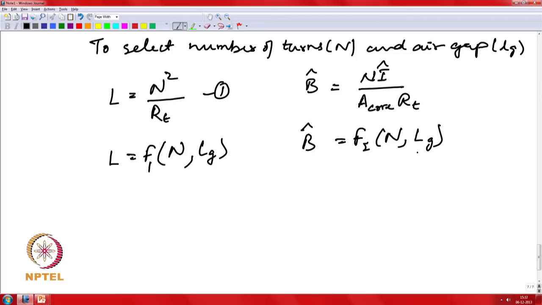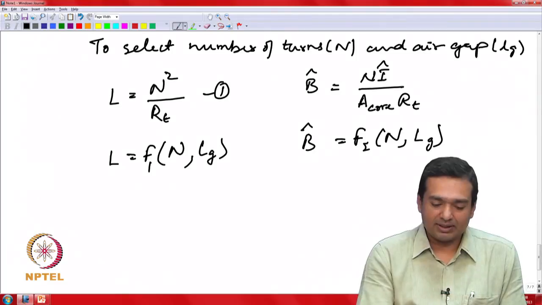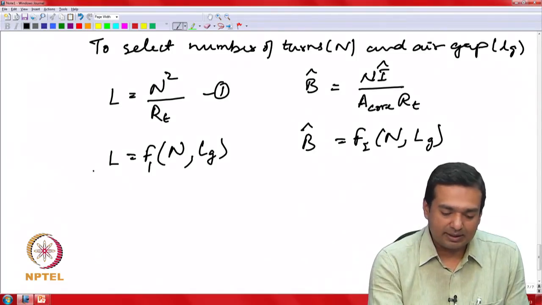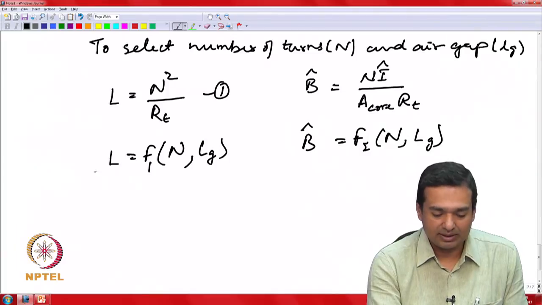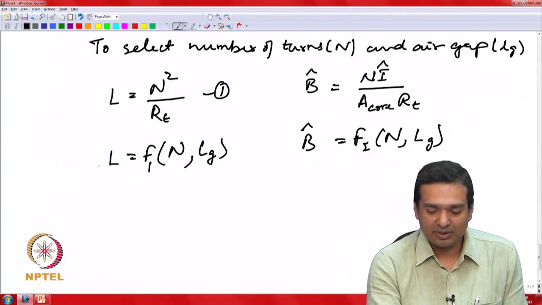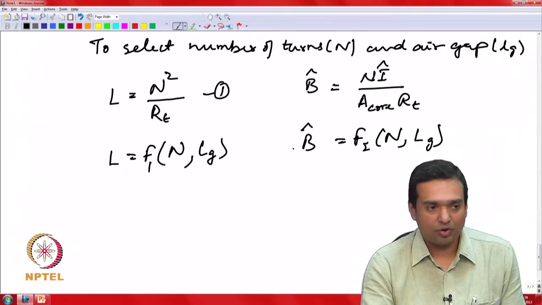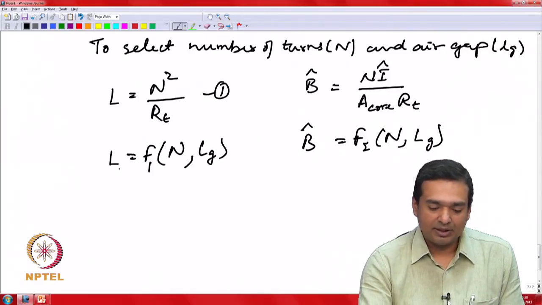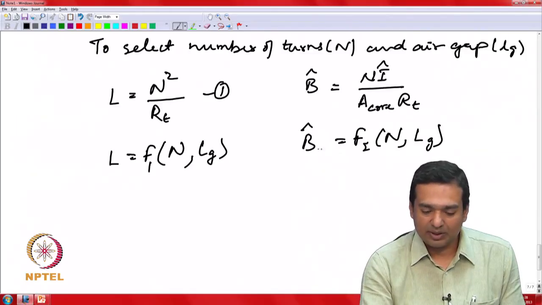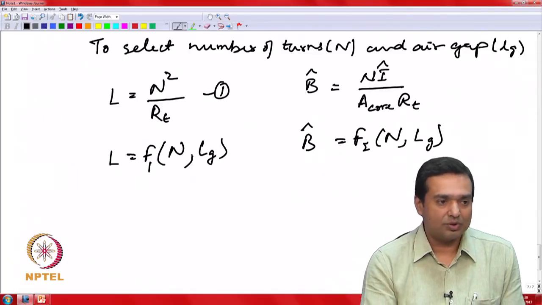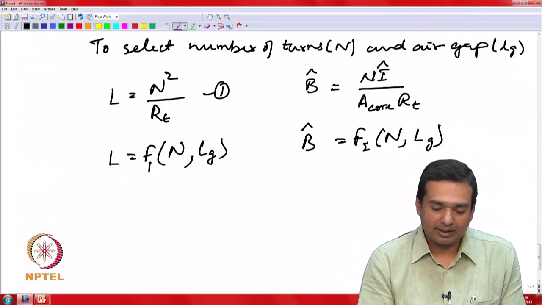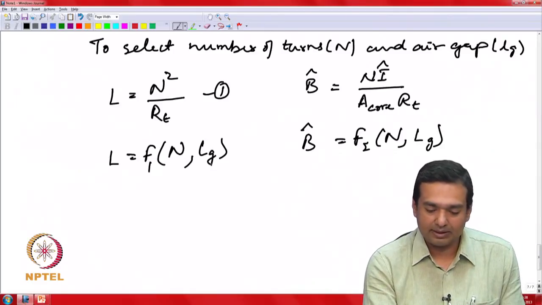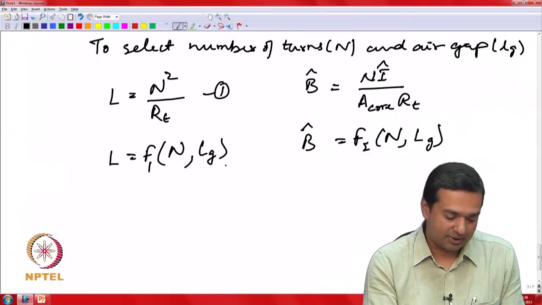So essentially what one would like in your design is that you meet the constraints on the designed value of L that is to be met, and the peak value of flux that the inductor needs to operate at. You have two equations and two unknowns, so it can be solved and you can find what the value of N is and what the air gap is.